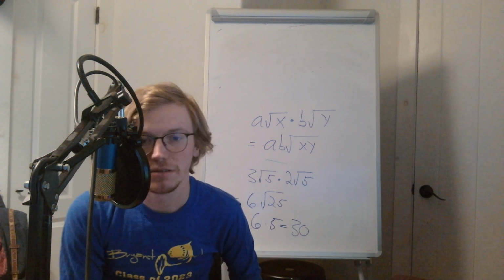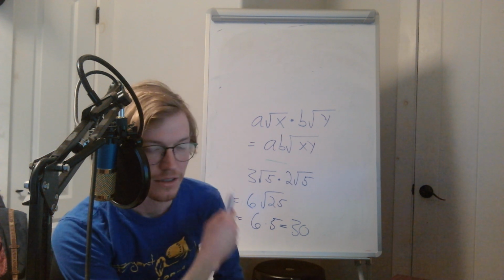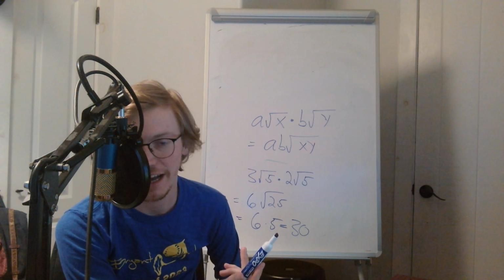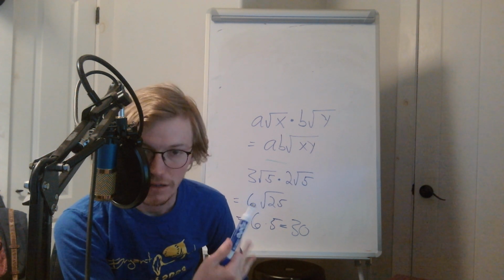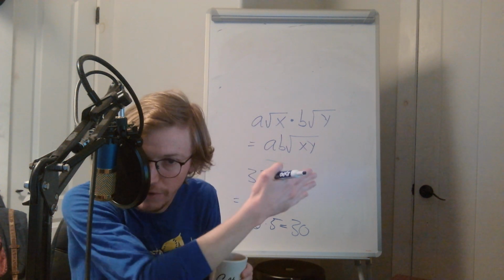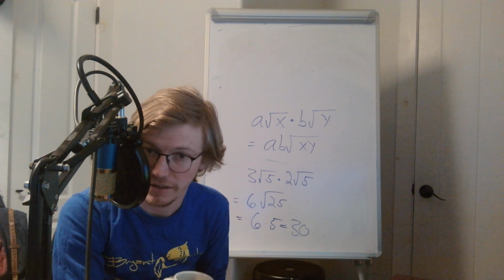It's the same process here, just a little faster, just realizing that if you have the square root of 5 and multiply by the square root of 5, it's simply saying the square root of 5 squared. And that the square root and the squared cancel each other out, and you're left with 5.